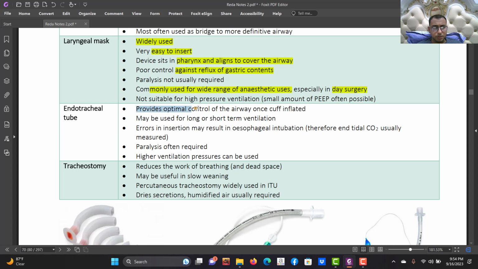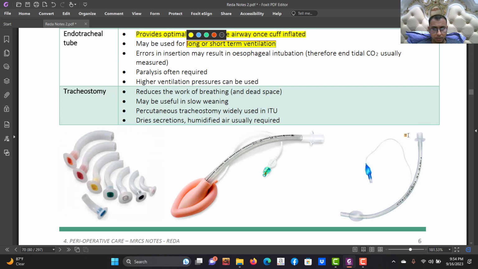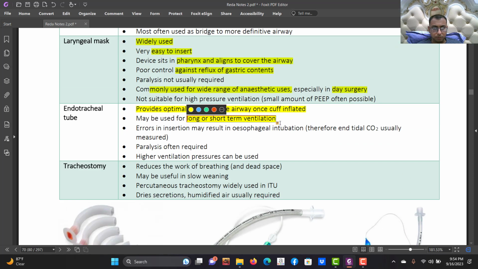It provides optimal control of the airway once the cuff is inflated. It can be used for short term or long term ventilation. Yes, this is the endotracheal tube for short term or long term ventilation. For general anesthesia, we use the endotracheal tube. Errors of insertion may result in esophageal intubation, therefore end-tidal carbon dioxide will fall.